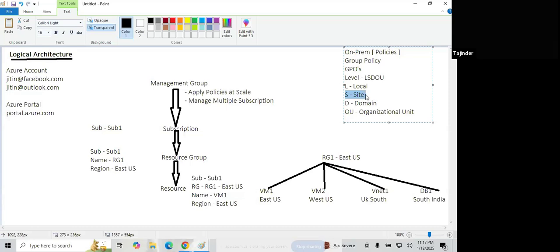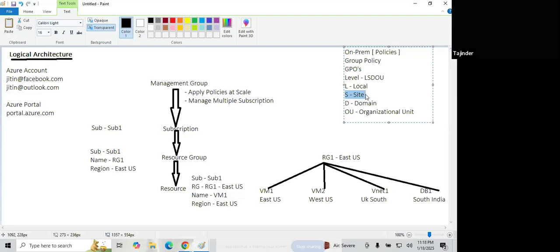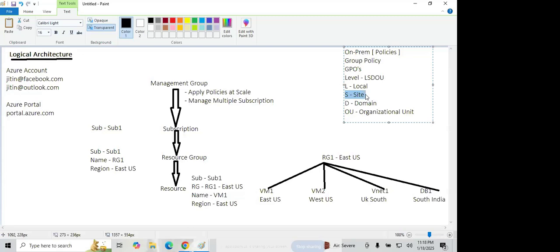Now if I only want to apply the policies to the HR team, to the devices and users of HR, I can simply apply the group policy at the OU level, right? So that is how we can do this. Can we apply the same group policy in Azure?